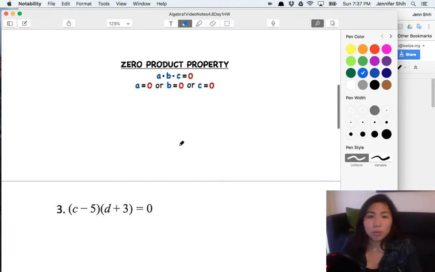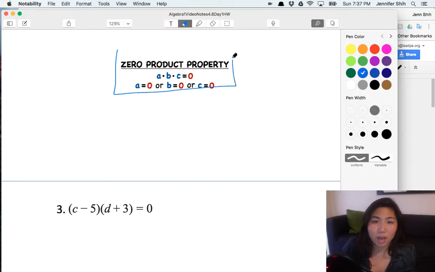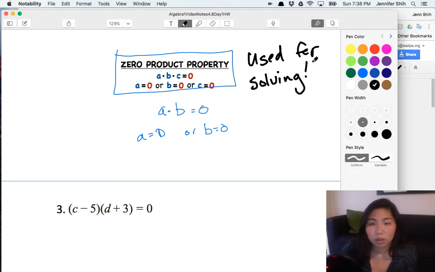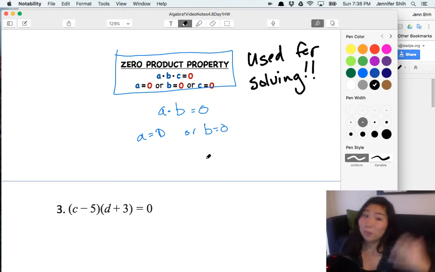So here's an example. You're going to write this down and you're going to box it. I'm also going to write down another version of it that only has B. So A times B equals 0. That means A equals 0 or B is equal to 0. And this zero product property is used when we solve. Used for solving. I'm going to show you in the next examples what it means to use the zero product property for solving, but I want to show you the property first so that we can use it in the following part of our notes.